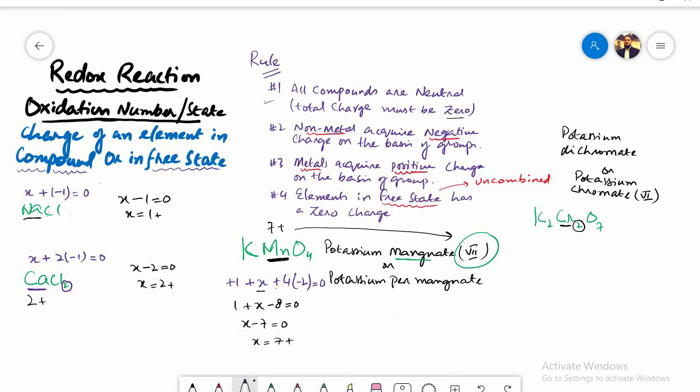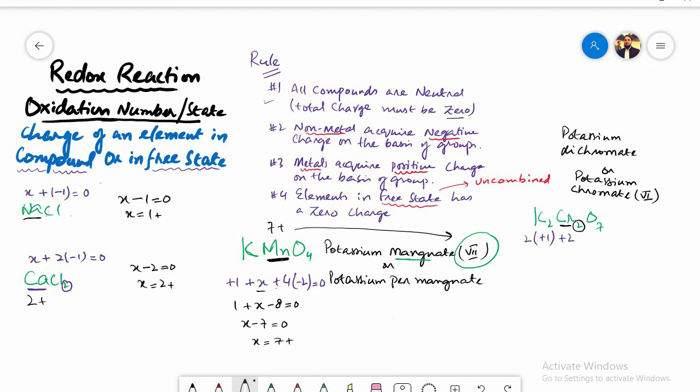The first of the elements is potassium. Since we are dealing with two potassium, so 2 must be written. The charge of one potassium is plus 1, right? So this is just for potassium.